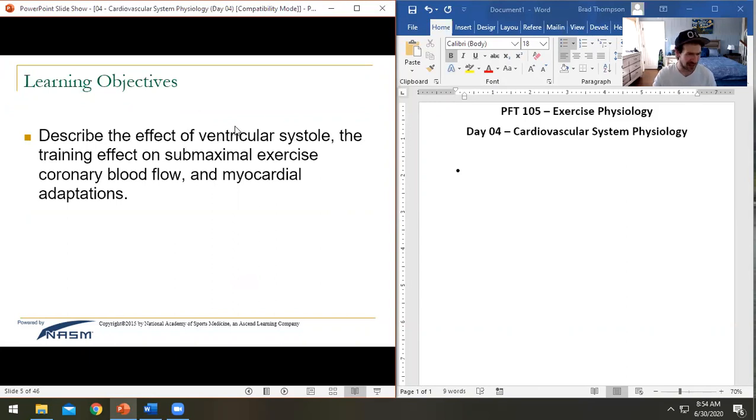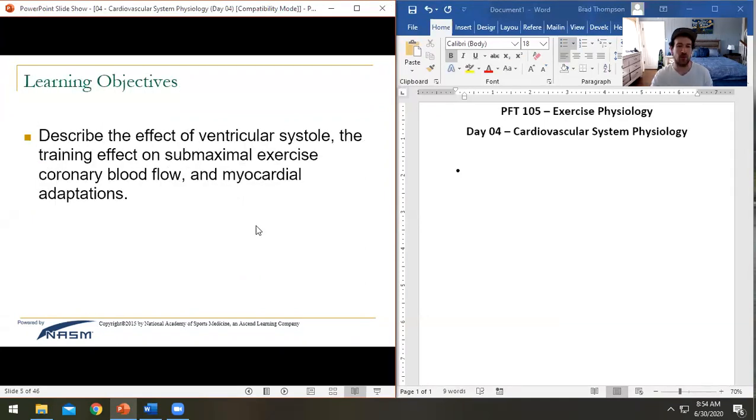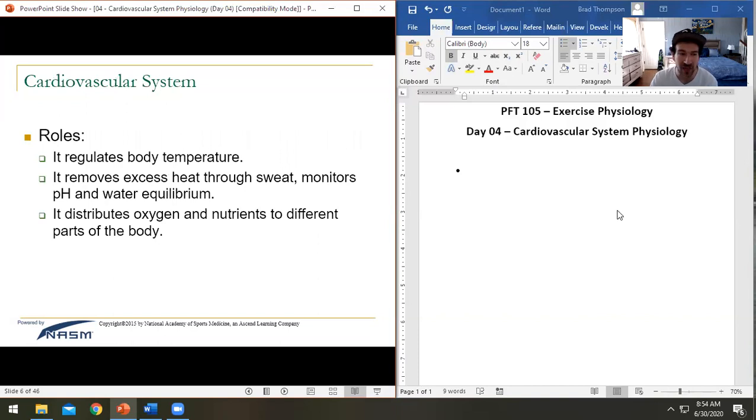Oh God, and then there's another learning objective. Jeez Louise. Yeah, we will also talk about systole and diastole. Yeah, we'll talk about blood pressure. Boy, good Lord.